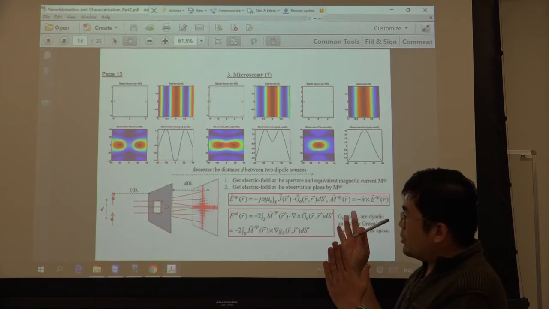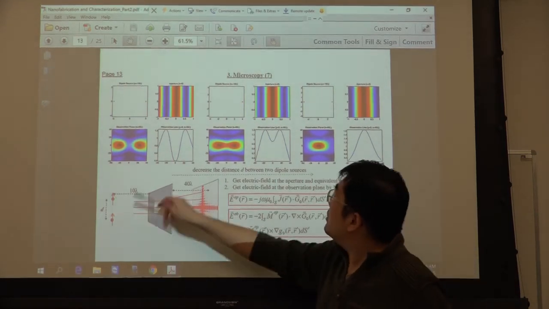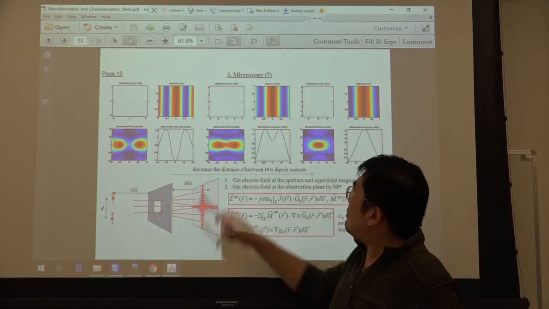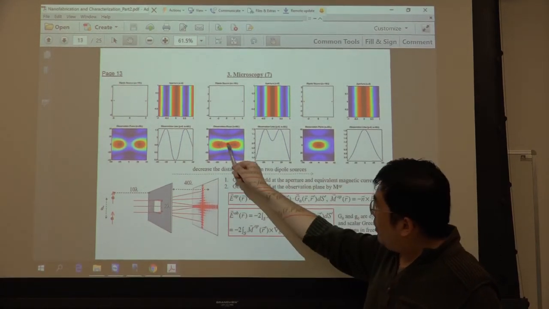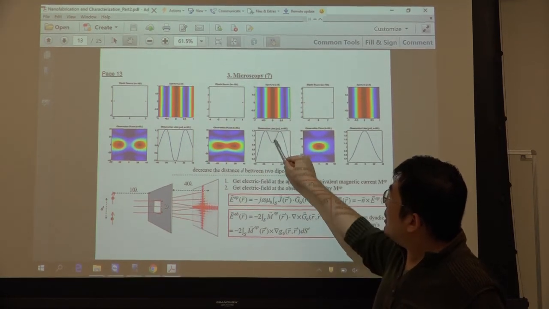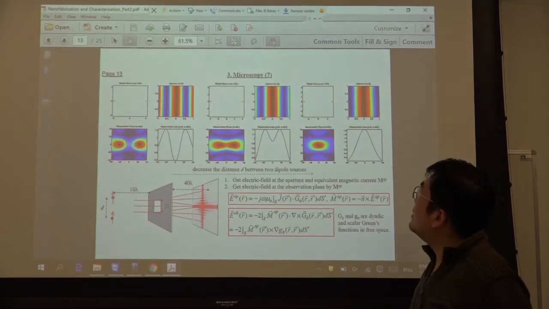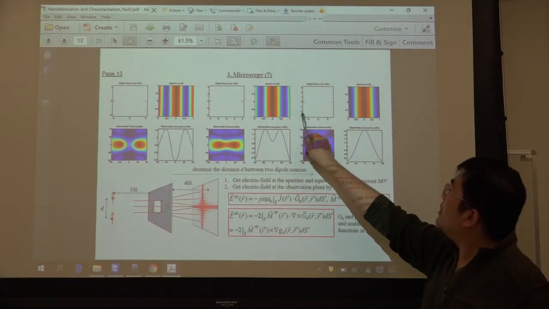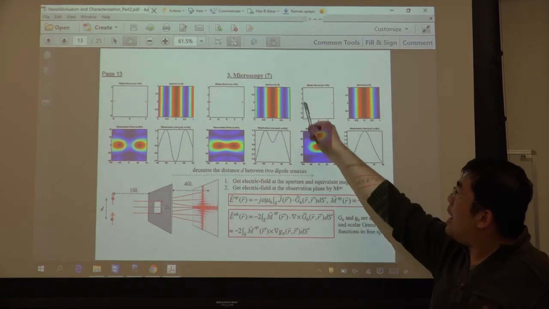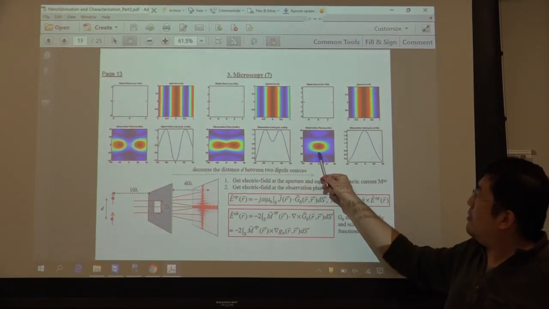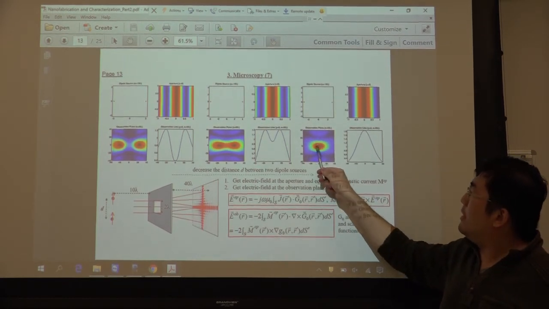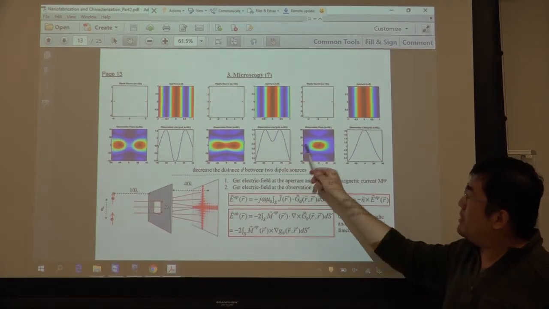Then I shrink the distance from 5 to 4. You can also resolve them, but you can see the peaks begin to merge. Then I shrink again to 2.5. This is the limit. For this electromagnetic problem you almost cannot resolve them. You can see the two points are merged into one point. From this picture you can see that.